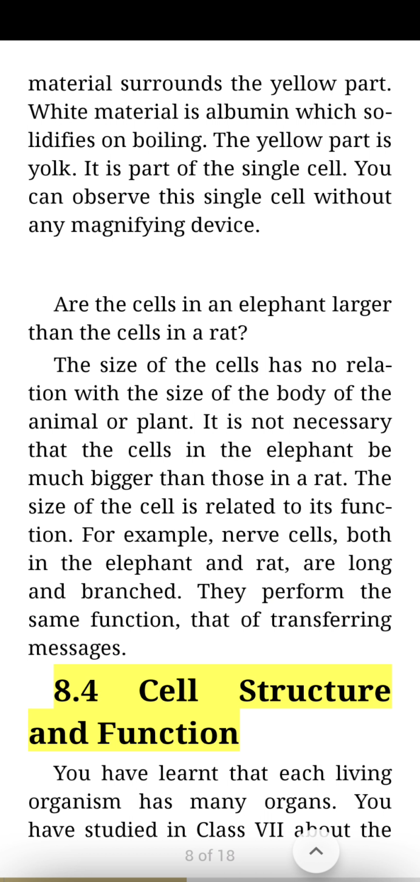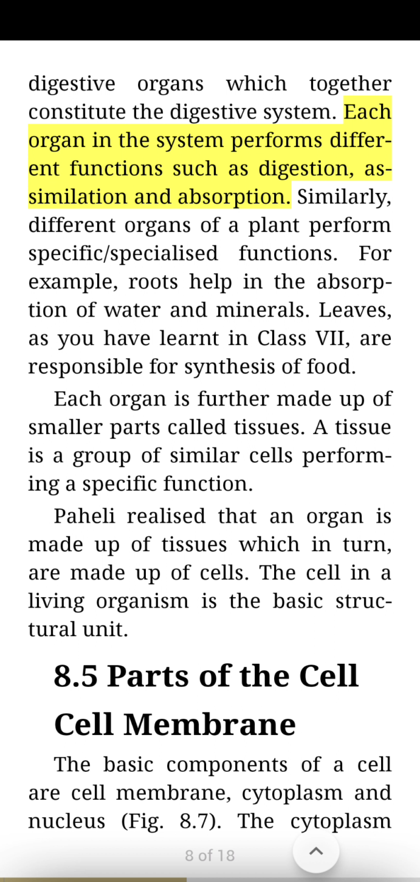8.4 Cell structure and function. You have learned that each living organism has many organs. You have studied in Class 7 about the digestive organs, which together constitute the digestive system. Each organ in the system performs different functions such as digestion, assimilation, and absorption. Similarly, different organs of a plant perform specialized functions. For example, roots help in the absorption of water and minerals. Leaves, as you have learnt in Class 7, are responsible for synthesis of food.